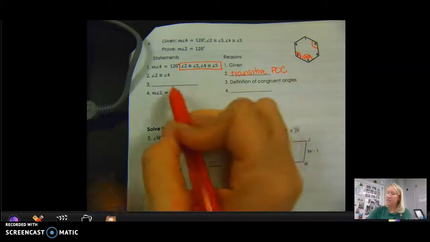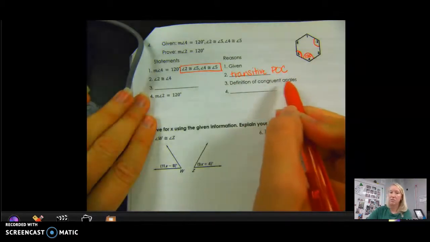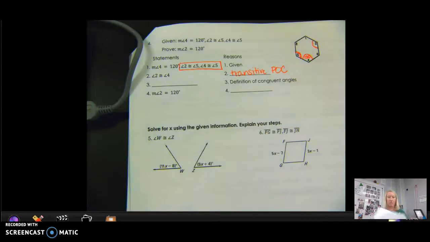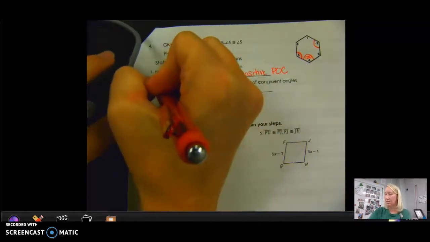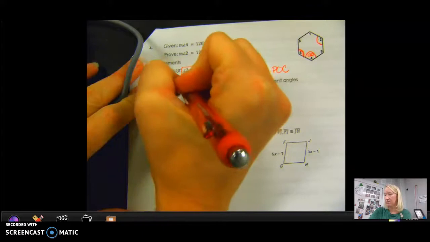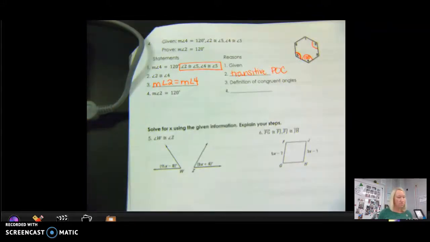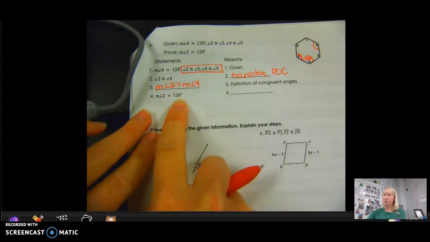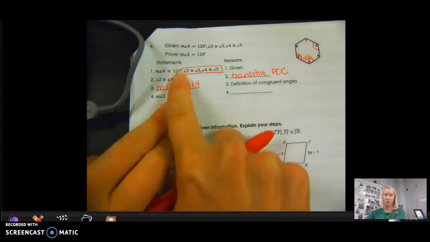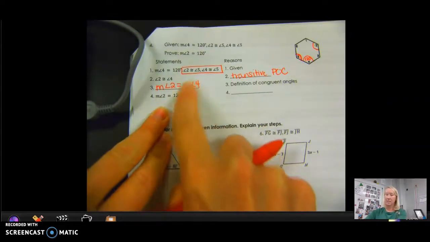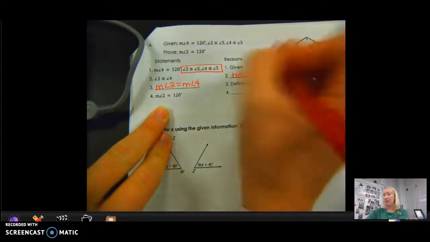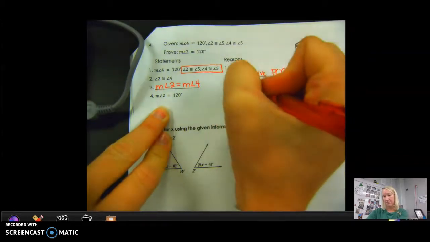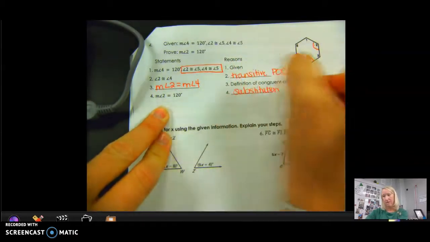Okay. Next, something because of definition of congruent angles. Remember definition of congruent angles. If I'm looking at my little sheet, that means that I can go from congruency to equal sign or equal sign to congruency. So that would mean that this changes to measure of angle 2 equals the measure of angle 4. So then, that brings me to my proof statement, which is the measure of angle 2 equals 120. Well, up above, we said the measure of angle 4 equals 120. So what they've done is they've taken out 4 and put in 120 for that. So that would be substitution, POE.